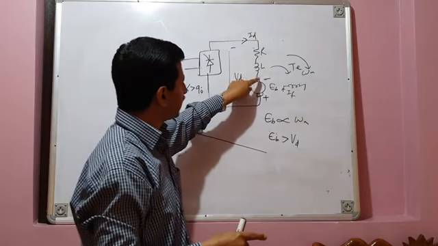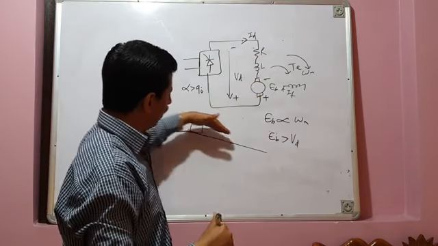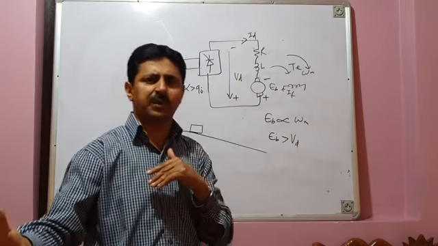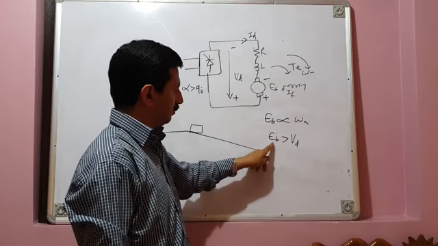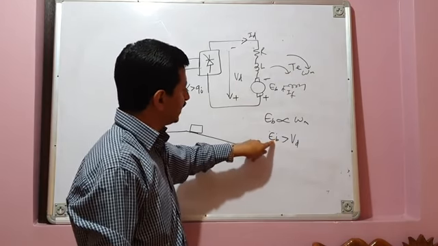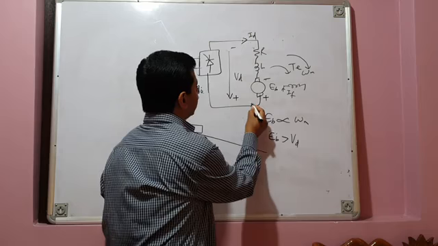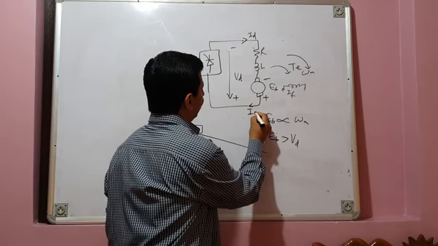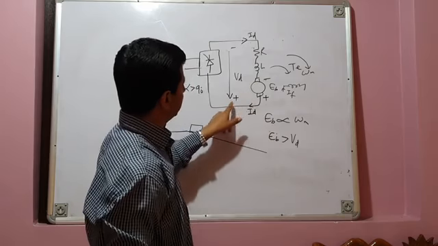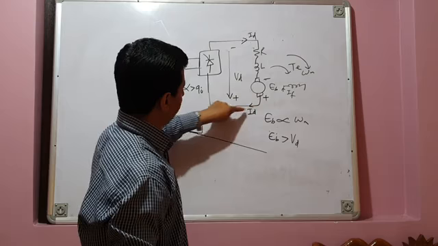Okay, when I reverse the polarity of the back EMF, I already know my vehicle is going down the gradient, moving at a very fast speed, and generating voltage EB, which is greater than the converter average output voltage VD. Since EB is greater than VD, current can flow from EB to VD.